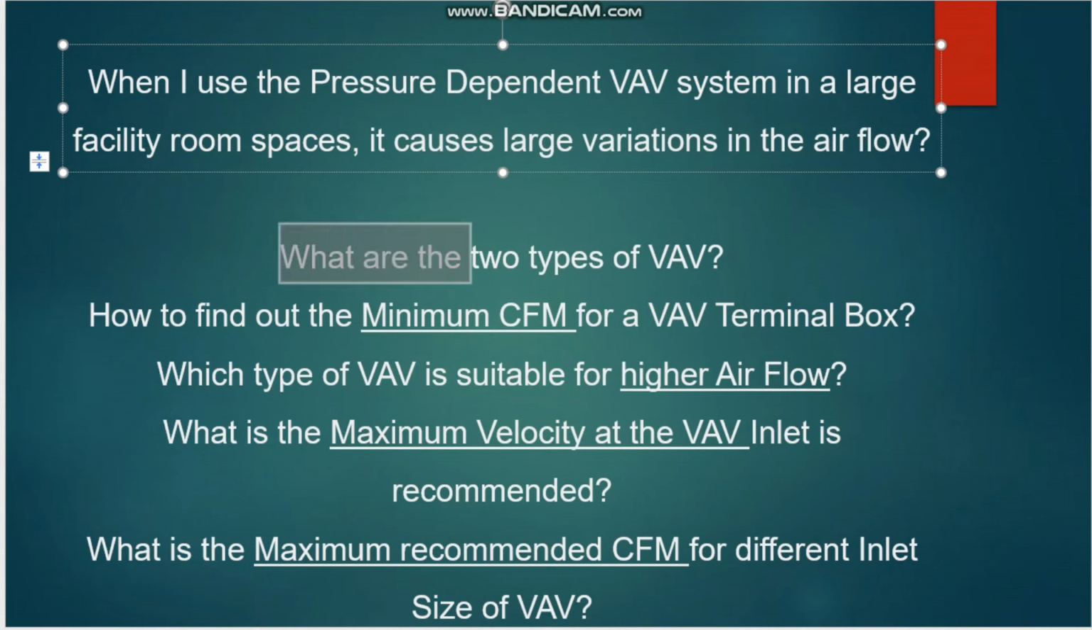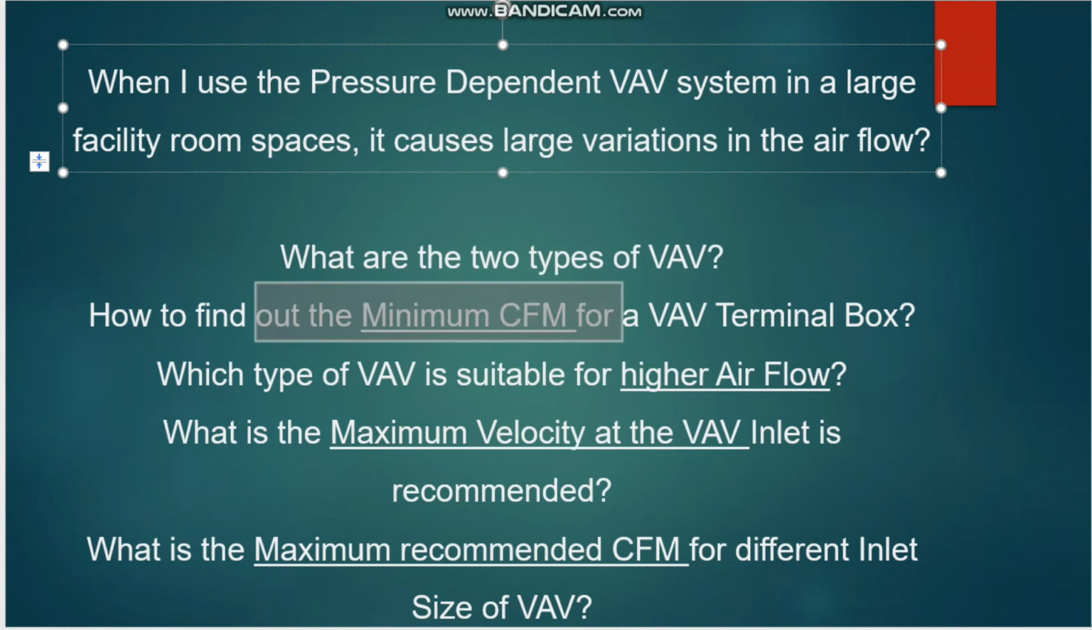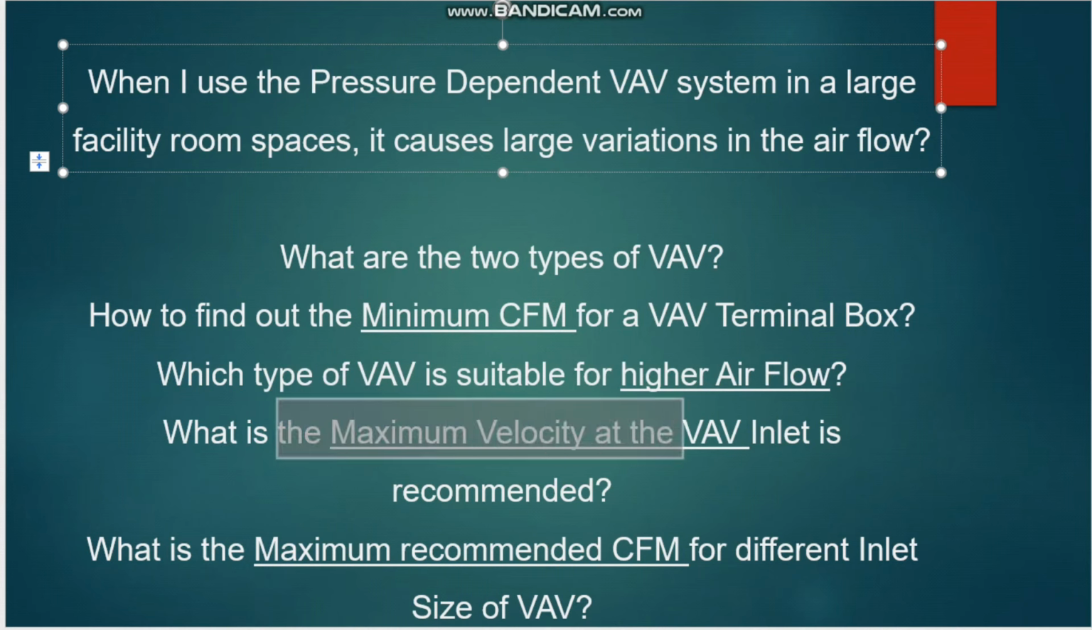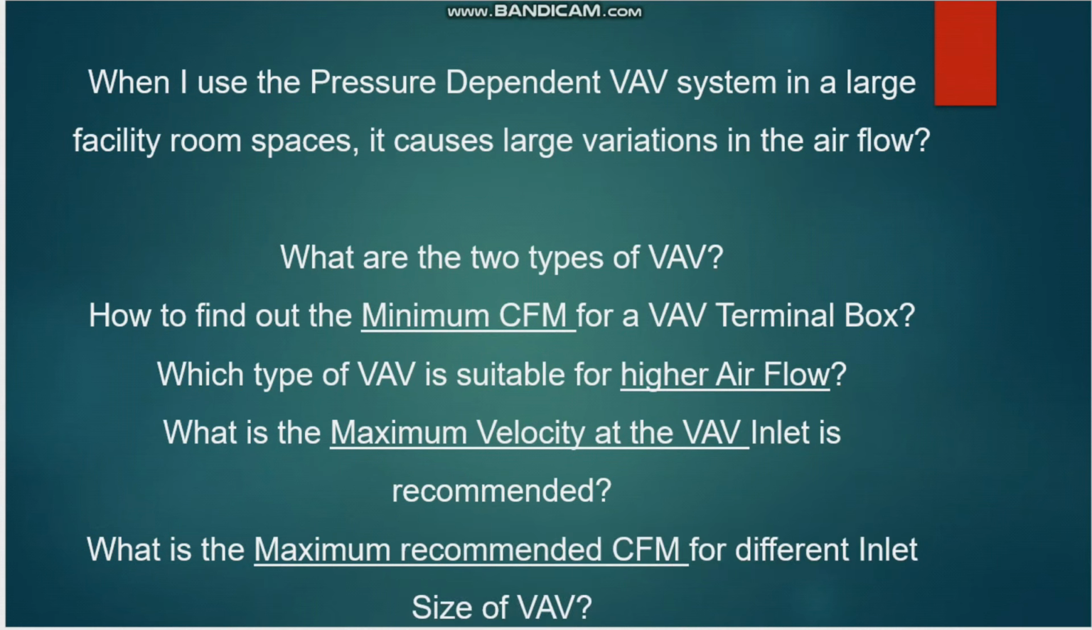And second thing, what are the two types of VAV? This is just a simple concept you need to understand to solve all these questions. And second thing, how to find out the minimum CFM for a VAV terminal box. This is the important question. Which type of VAV do I need to use for the higher airflow, whether pressure dependent or pressure independent? So which one we need to use? What is the maximum velocity at the VAV inlet recommended? What is the maximum recommended CFM for the different inlet sizes of VAV? So for all these questions we can find out using the answer which we are going to discuss now.